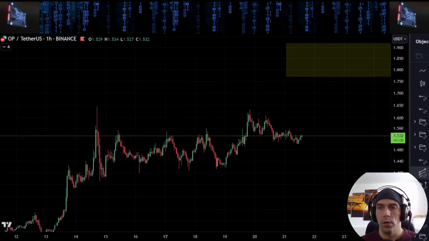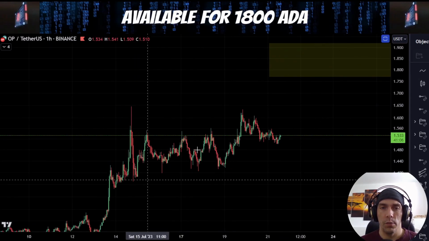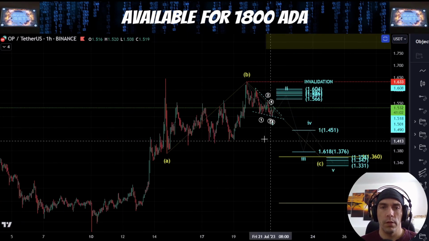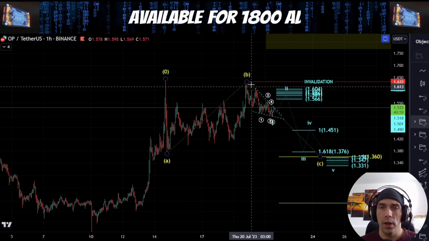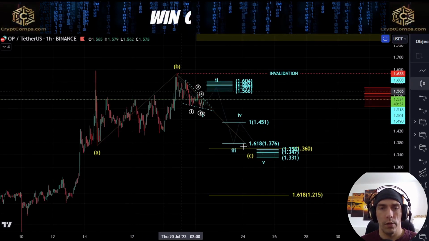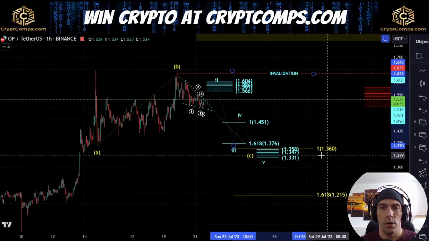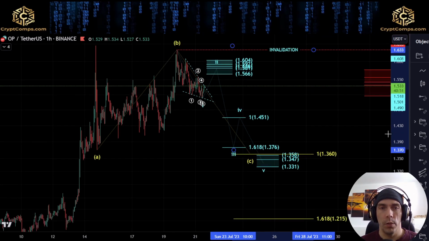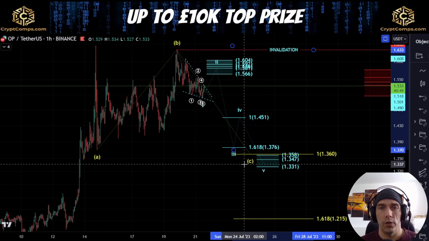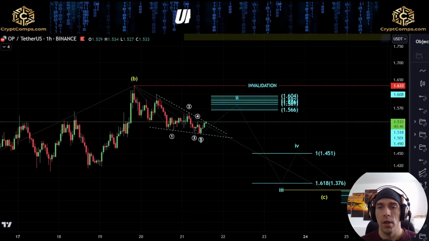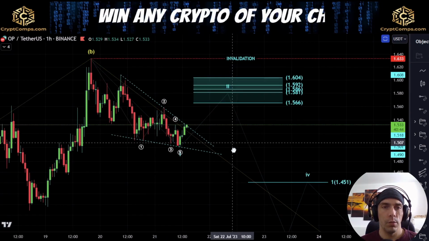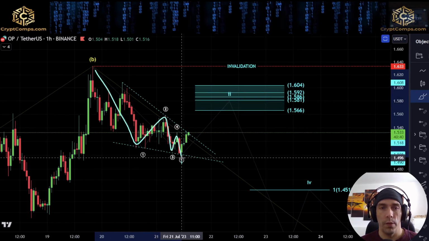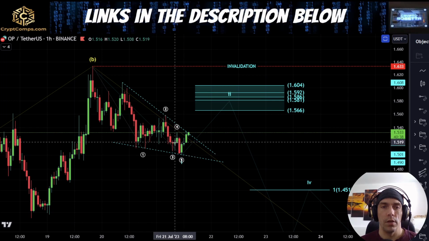The first thing I want to talk about is the idea of this being a corrective structure to the downside. What this would be looking for is effectively this move being an A wave, this as a B, and then a C wave to the downside. Our 1-to-1 would be here at this $1.36, and we'd be looking for a 5-wave structure to the downside to complete this. The way I'm currently looking at this, we can potentially argue that within this count we have 1, 2, 3, 4, 5, and this would already be completed into this level.